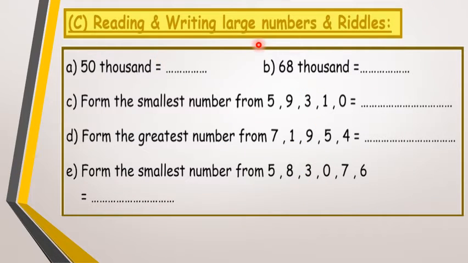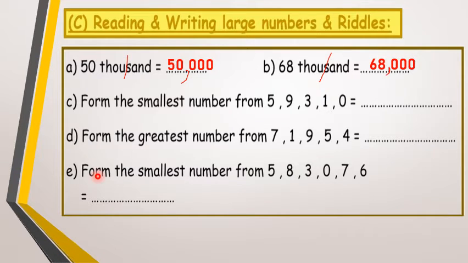Reading and writing large numbers and riddles. I have here 50,000, so I will cancel 1,000 and write 3 zeros instead of it. So the number will be 50,000. And here I have 68,000, so I cancel 1,000 and instead of it write 3 zeros, so it's going to be 68,000.